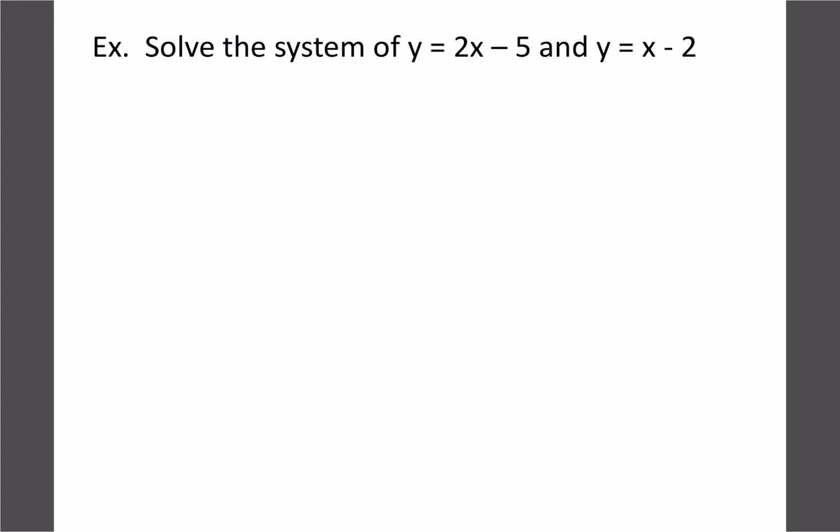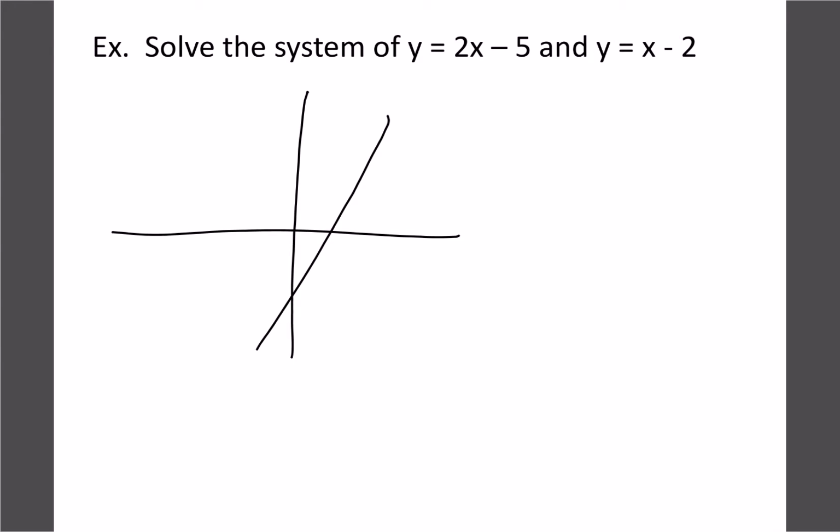Okay, so let's do a few more of these. We want to graph y equals 2x minus 5. Same thing. On your calculator, just type in y equals 2x minus 5, hit graph, and then graph your second equation, y equals x minus 2. And in this case, once you graph them, we get one intersection point.